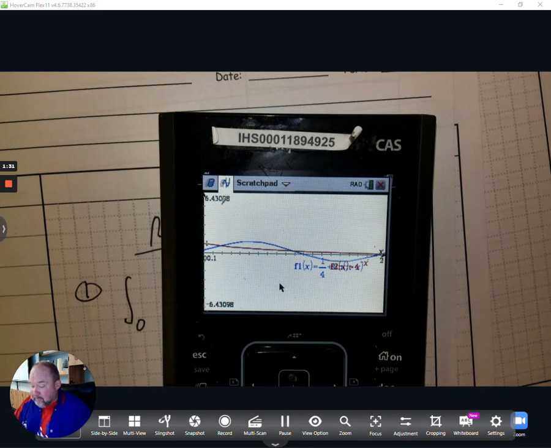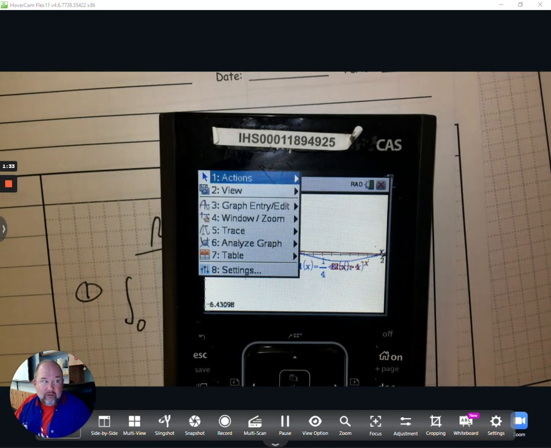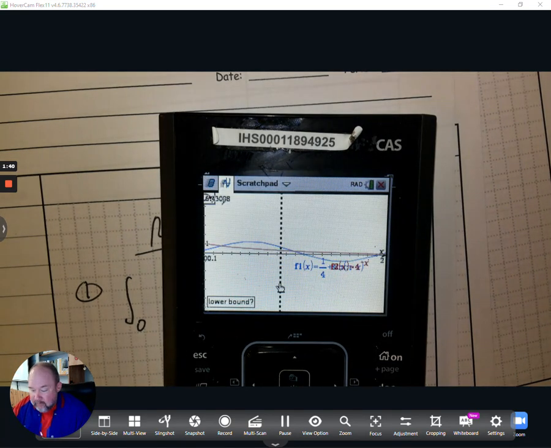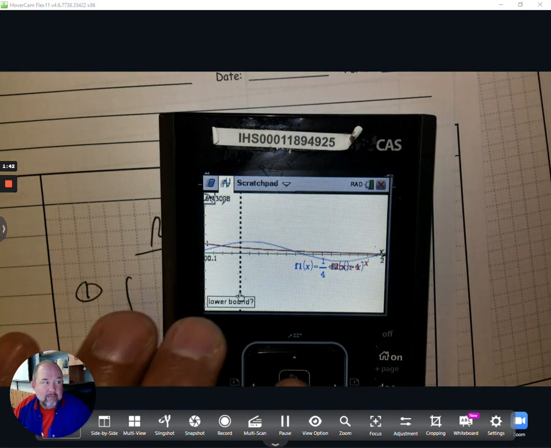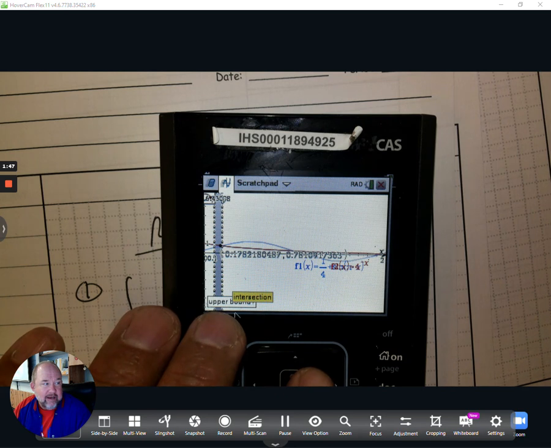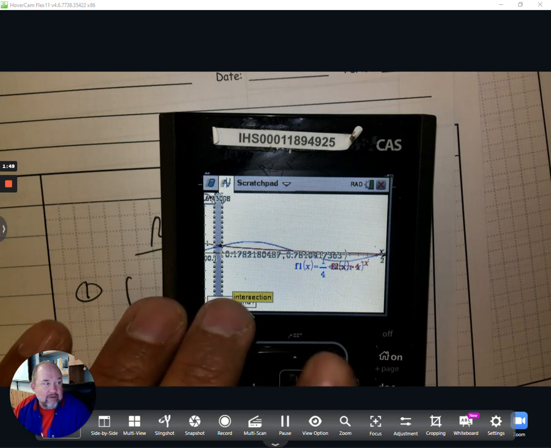Next, how do I find that point of intersection? The first one, menu, go to Analyze, and point of intersection is number 4. Move that to the left, press Enter. Move that to the right, highlight over it, and it's going to tell you that point of intersection.